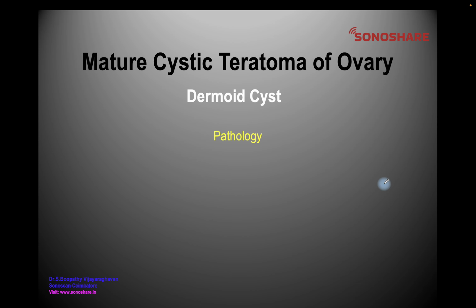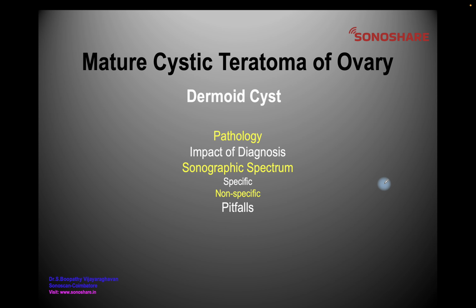the headings of pathology of cystic teratoma, impact of its diagnosis for the patient, the sonographic spectrum, what are all the appearances which are specific to the condition, and other non-specific appearances will be discussed in detail, and pitfalls in the diagnosis will be discussed, and the complications, though rare, can occur, which will be discussed.